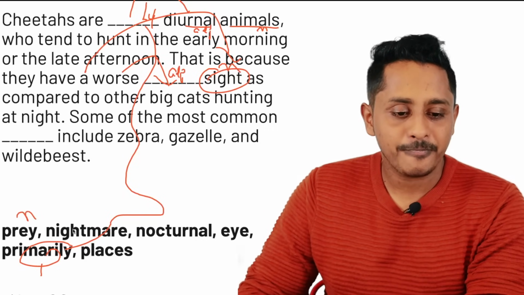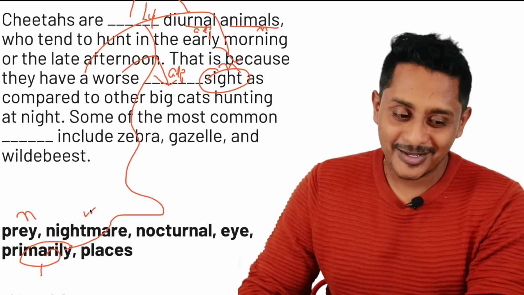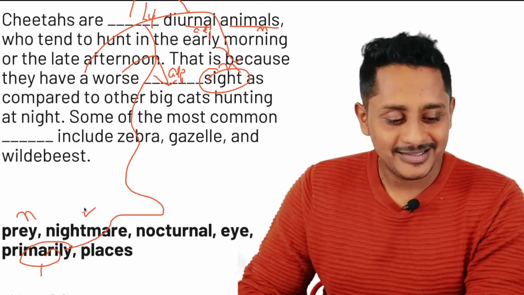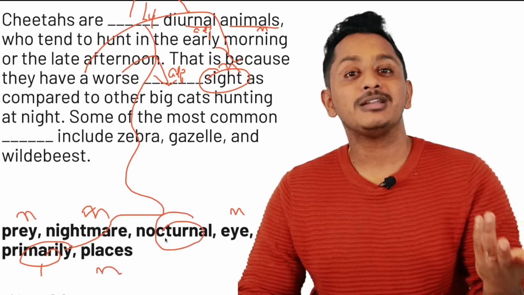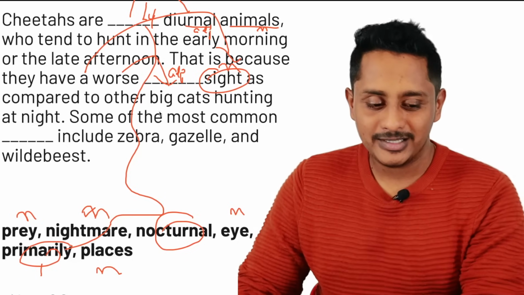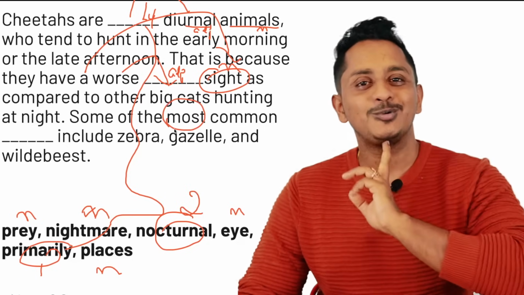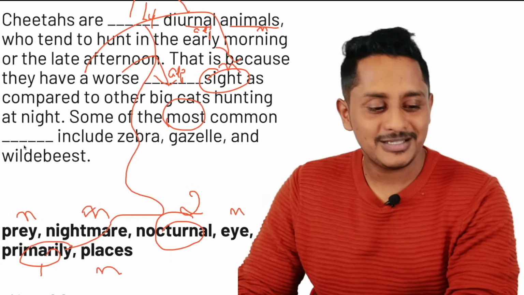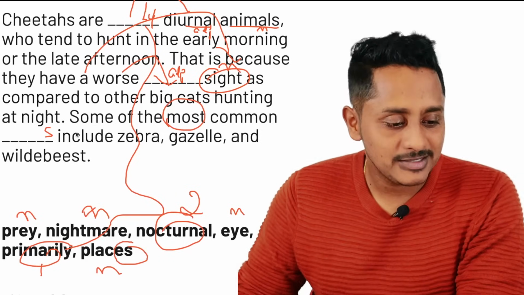Prey is a noun. Nightmare sight, no, nightmare is a noun. I had a bad nightmare. This is also a noun. Eye is a noun, places is a noun. What is left? Nocturnal. Easy peasy, that's the only thing left. Nocturnal has to be the second one. Most always ends in plural. Most people, most restaurants, something with S has to come. It's only places.